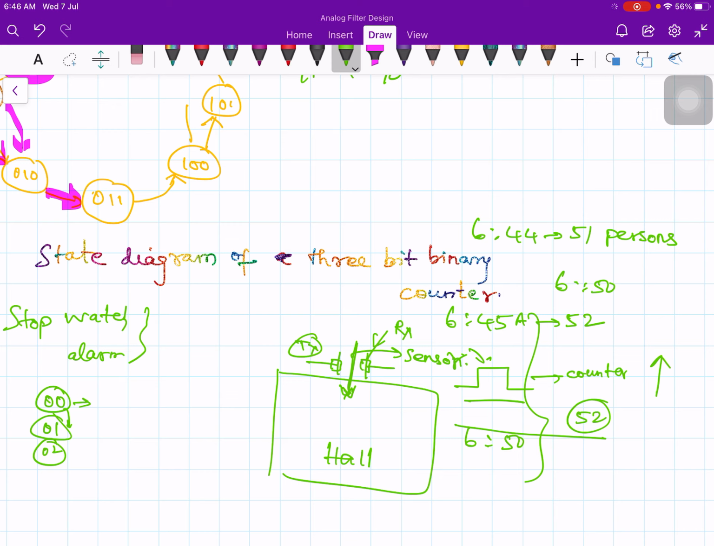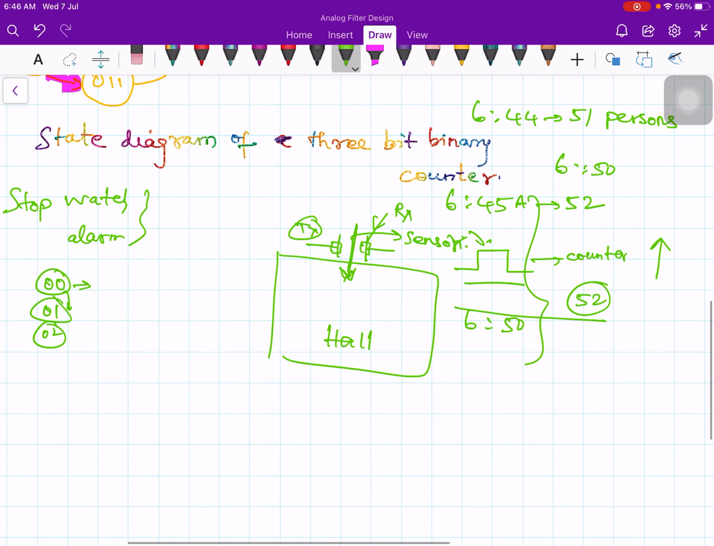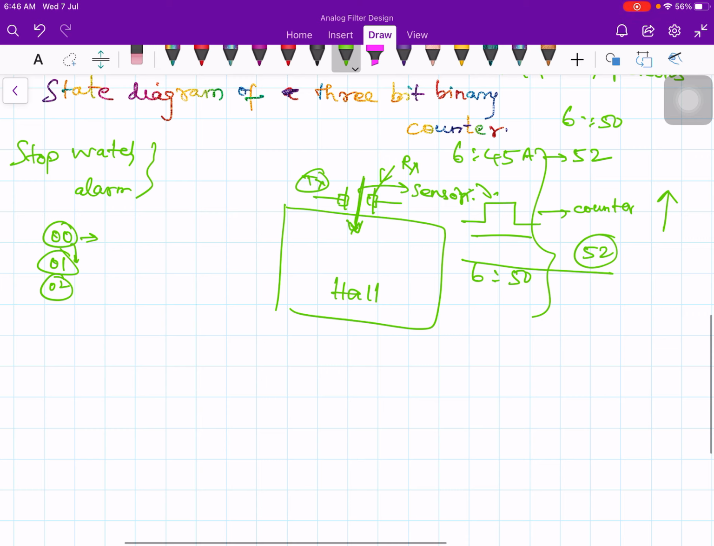So counters are nothing but clocked sequential circuits, and the states are changed. The counter goes from the present state to the next state only when the input clock is applied. If no clock is applied, the flip-flops remain in their present state. That's it. For that reason, the clock does not appear explicitly as an input variable in the state diagram or state table. So we will not show the clock in the state table or in the state diagram.